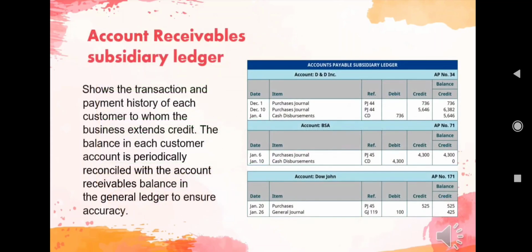Account receivable subsidiary ledger shows the transaction and payment history of each customer to whom the business extends credit, meaning that the business is doing credit sales with the customer. The balance in each customer account is periodically reconciled with the account receivable balance in general ledger to ensure accuracy. So, the accounts involved in this ledger are customer account and account receivable.